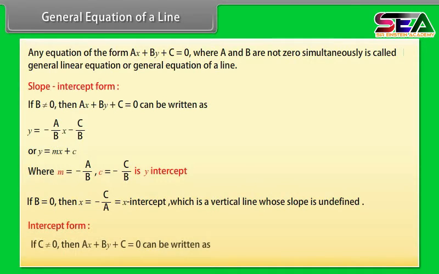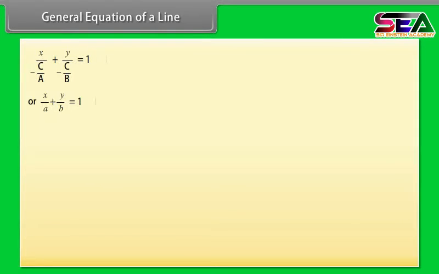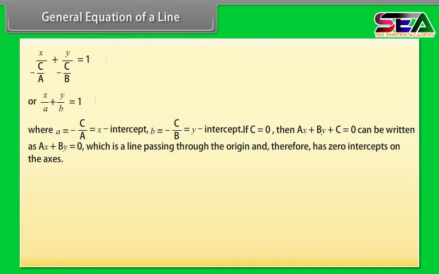Intercept form. If c is not equal to 0, then ax + by + c = 0 can be written as x/a + y/b = 1, where a = -c/a is the x-intercept and b = -c/b is the y-intercept. If c is equal to 0, then ax + by + c = 0 can be written as ax + by = 0, which is a line passing through the origin and therefore has 0 intercepts on the axes.